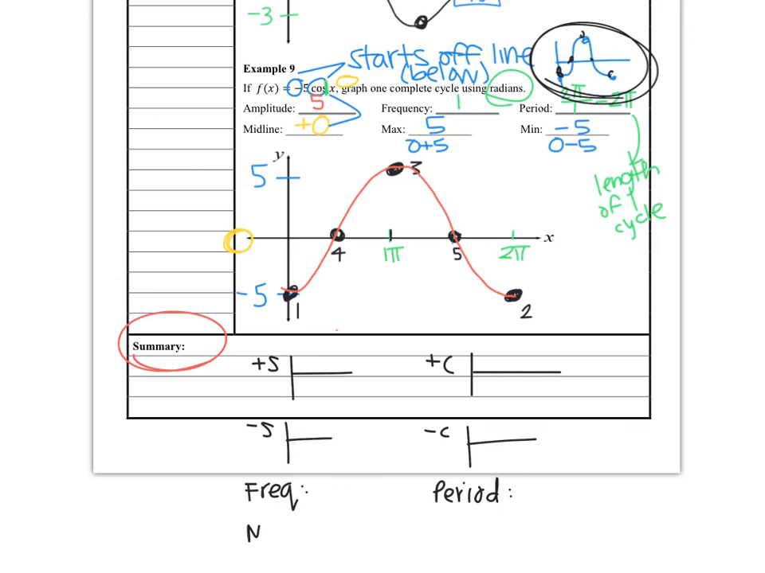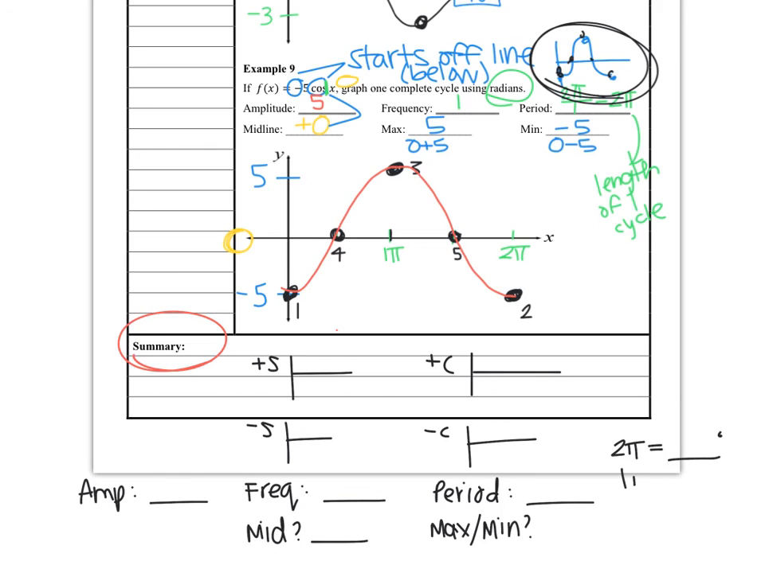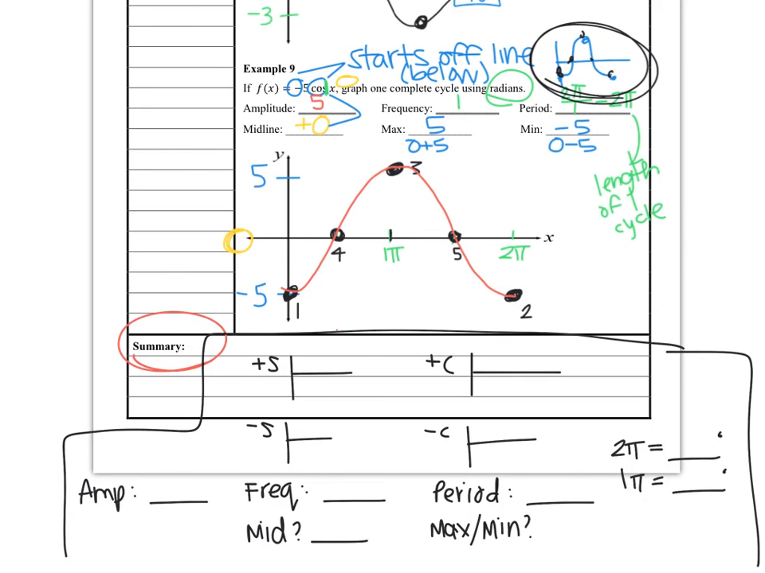How do you find the midline from an equation? Where do you get the max and min from? What the heck is an amplitude? Right, so talk about these things. Talk about what 2 pi is equivalent to in degrees, or what 1 pi is equivalent to in degrees. There's lots of things that you just learned that you can talk about in your summary right now.